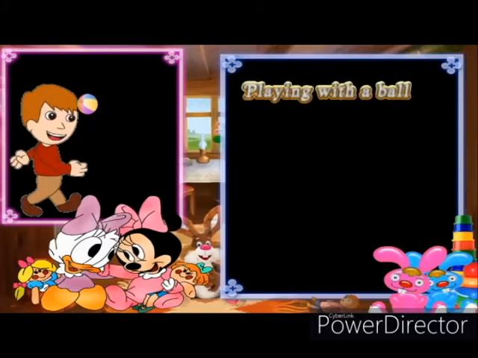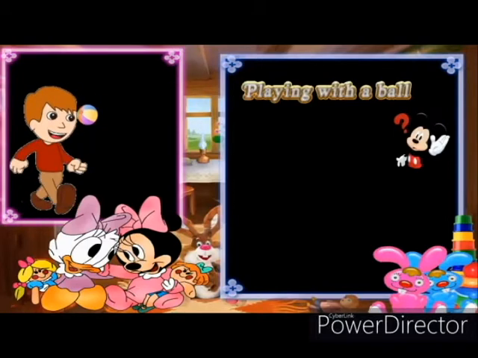Here we can see a boy, and the boy is playing with a ball. And few words are given as "playing with a ball." It does not tell us who is playing with a ball. That is, we don't get a complete idea or a picture.